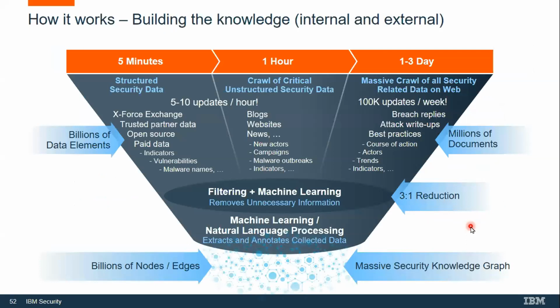So here's how it works. The big thing up in the sky, every 5 minutes, takes structured security data. It's going to take billions of data elements and put it all together. It's going to understand all of those things, so it's going to update that structured data piece. Every hour, it's going to do a crawl of critical unstructured security data: blogs, web posts, news, malicious outbreak things. It's going to crawl each one of those and get those updates.